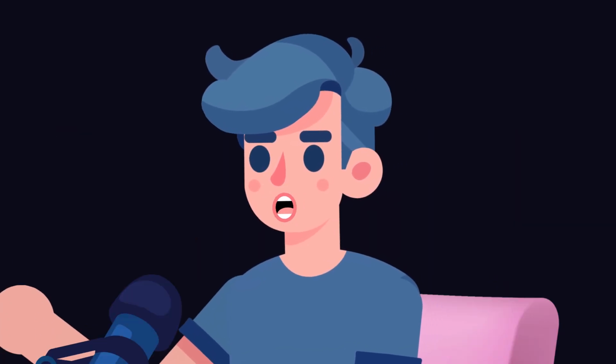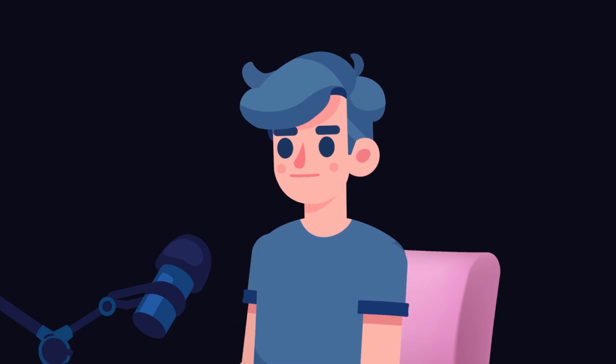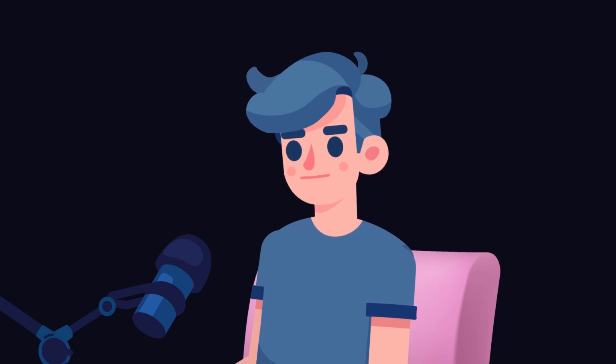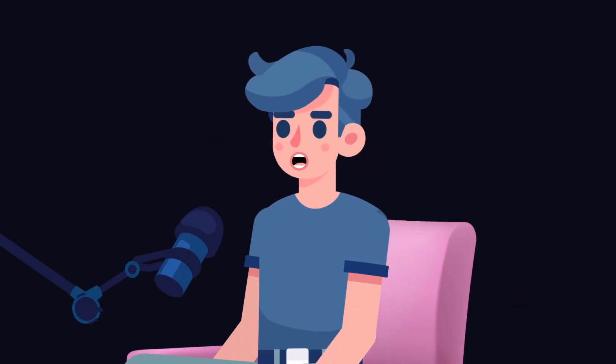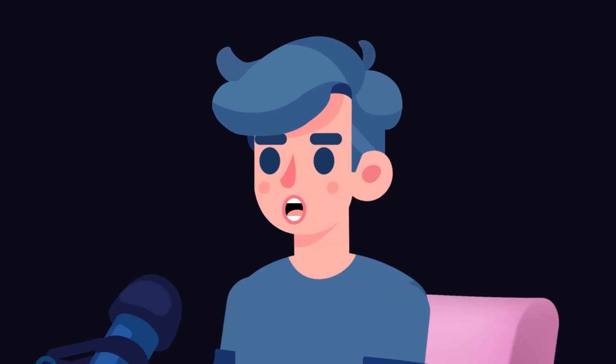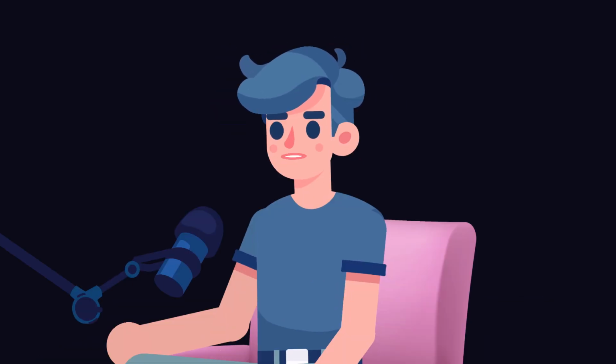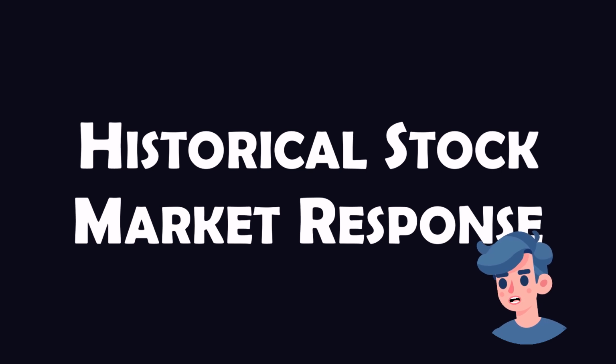Now, let's discuss how interest rates influence the stock market. Generally, higher interest rates can lead to lower stock prices as borrowing costs increase and corporate profits may decrease. Here's a simplified example. If Company A has to pay higher interest on their loans, their net income might decrease, which could lead to a drop in their stock price. Let's look at some data on how the S&P 500 index has historically responded to changes in interest rates.